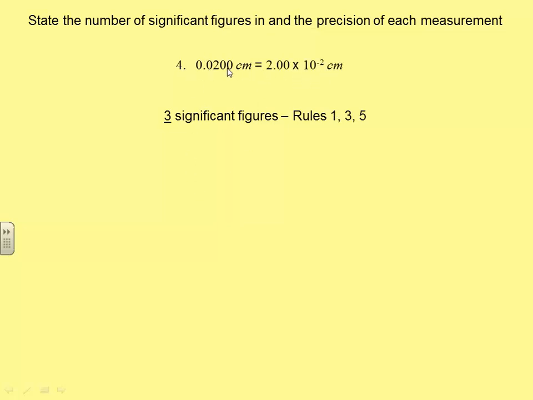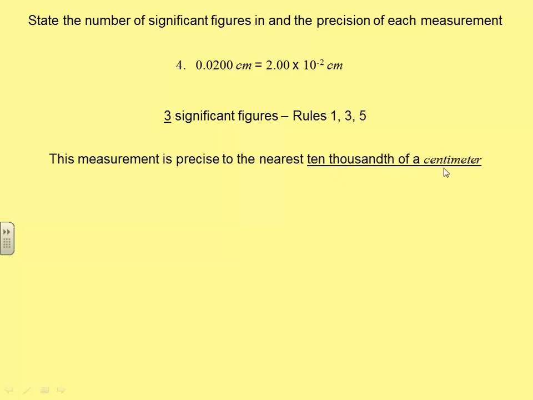Now, if we write this in scientific notation, this is 2.00, these two zeros need to count, times 10 to the negative second centimeters. So it's a little clearer to see that there's 3 sig figs there. What is this precise to? Well, this 0 at the end counts. So this is tenths, hundredths, thousandths, 10,000ths of a centimeter. That's a pretty precise meter stick you're using there. Probably a caliper or something like that. Or maybe a laser sight that you can use to measure things.